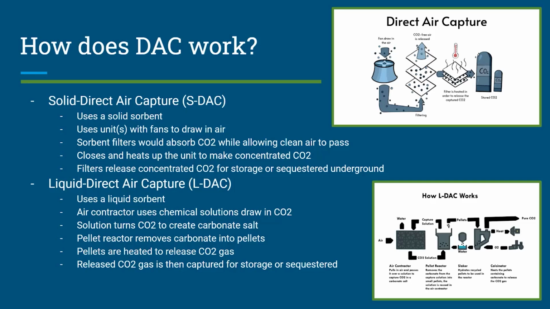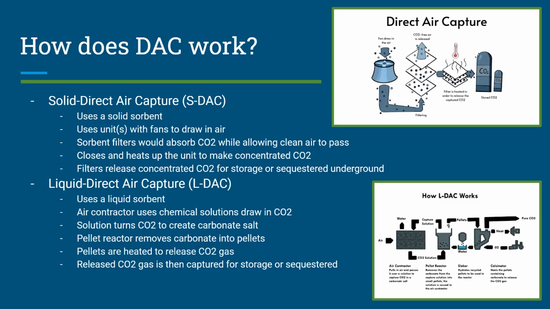SDAC uses a modular unit with fans to draw in air, which would then go through sorbent filters, which would only absorb CO2 while allowing clean air to pass. This process would keep going on until the filters are full, and then the modular unit would close and heat up in order to make concentrated CO2, which is then released for storage or sequestered underground.